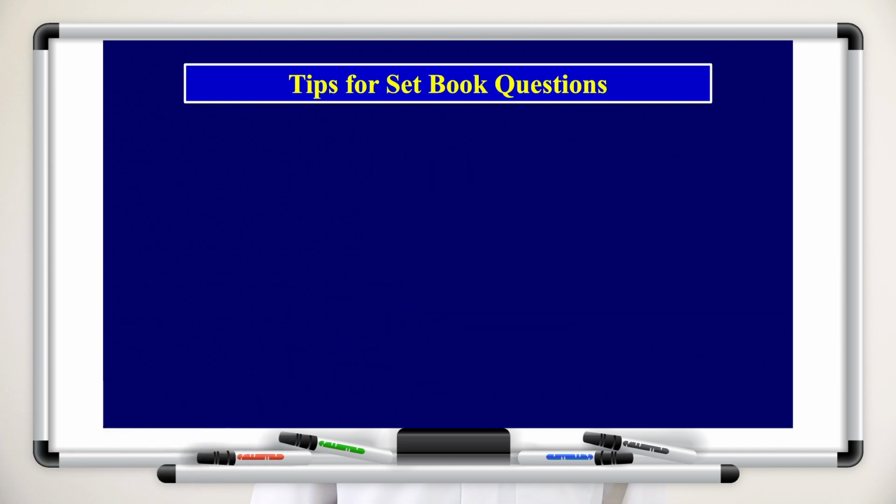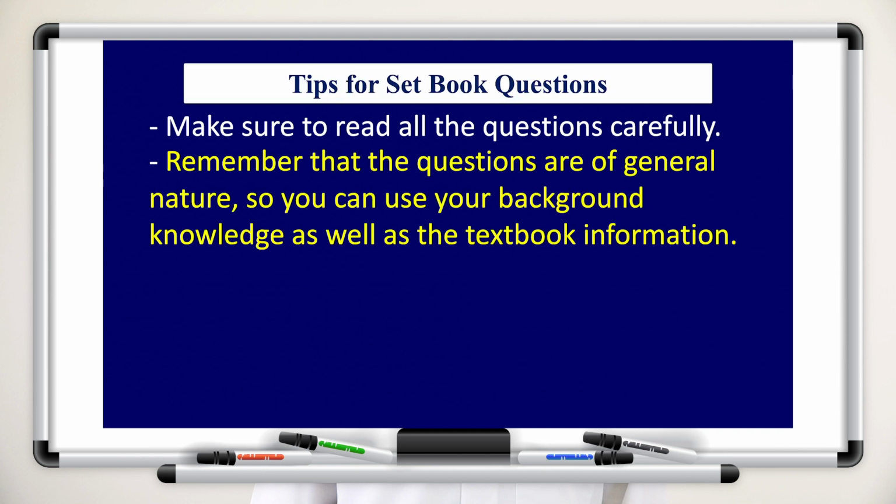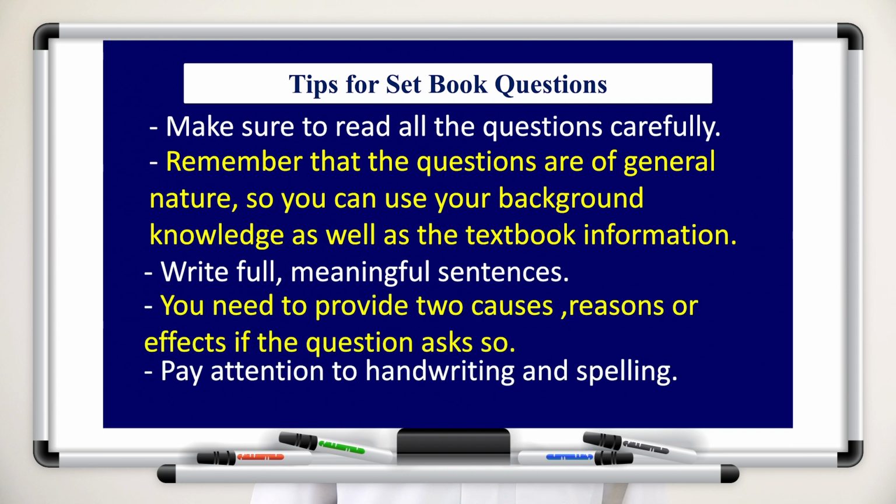First, before we talk about the unit, let's remember a few tips for answering the set book questions. Make sure you read all the questions carefully. And remember, they are of general nature, so you can use your own background information as well as the textbook information. Write full, meaningful sentences and provide at least 2 causes, reasons, or effects according to the question. Pay attention to handwriting and spelling, and always revise your answer.